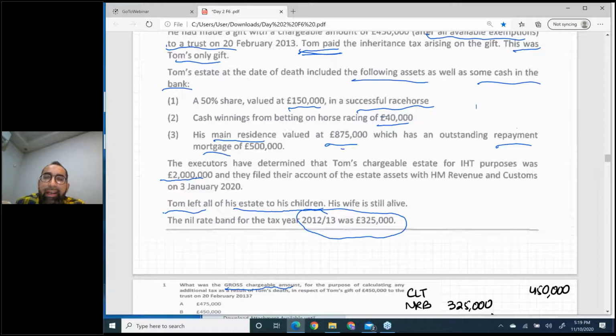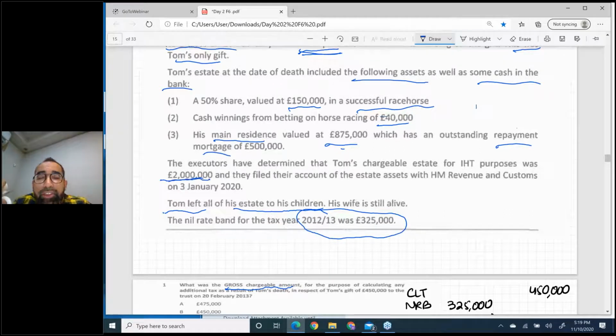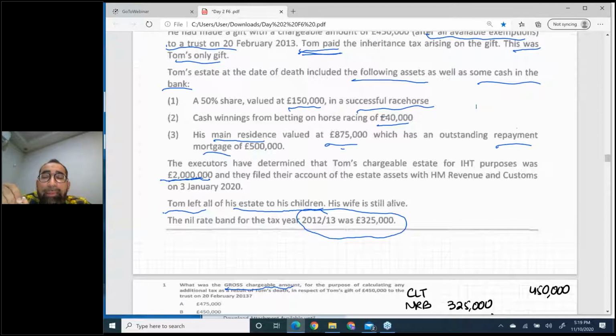Yes, and his total chargeable estate is greater than 325,000. So that means all conditions have been met for residence NRB. Okay, so I'm going to use residence NRB in the death estate calculation, that is 150,000.